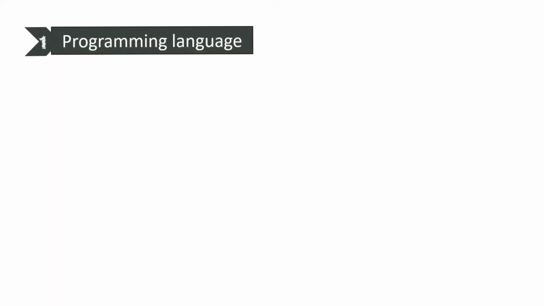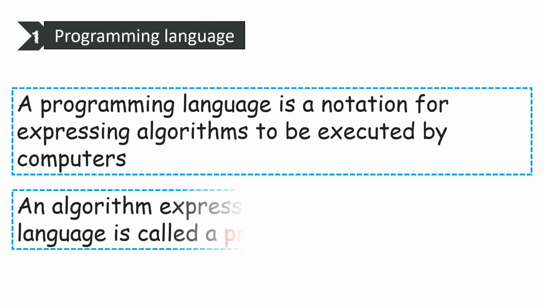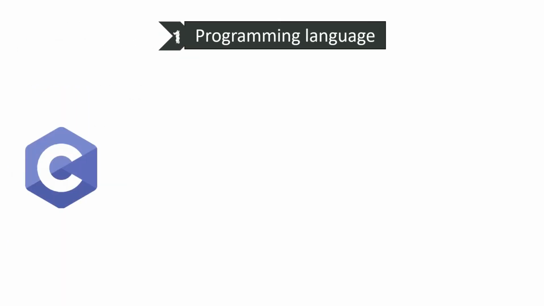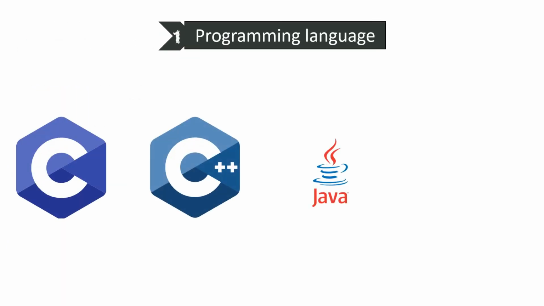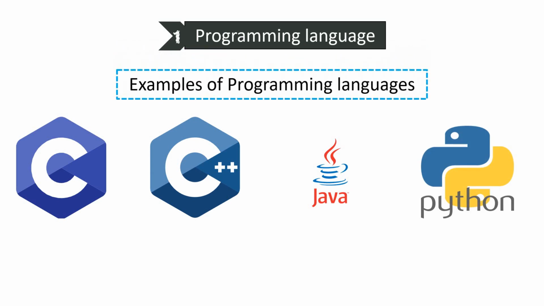What is a programming language? A programming language is a notation for expressing algorithms to be executed by computers. An algorithm expressed in a programming language is called a program. C, C++, Java, and Python are examples of prominent programming languages.